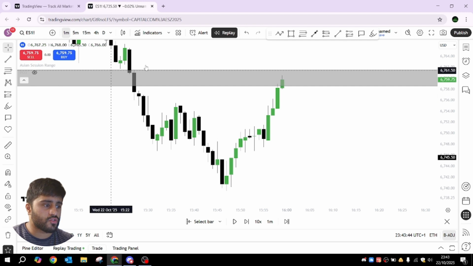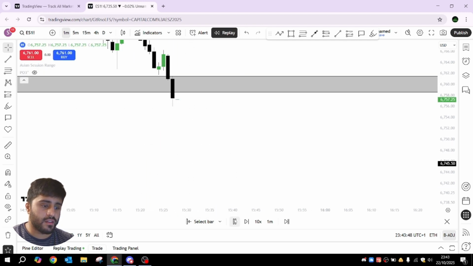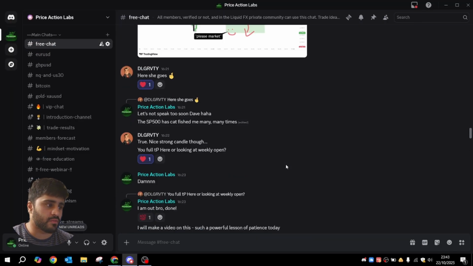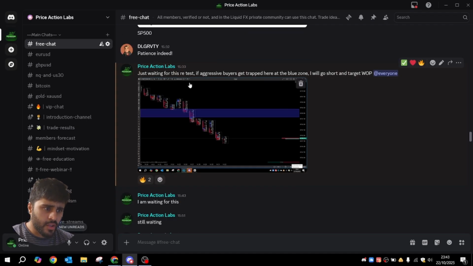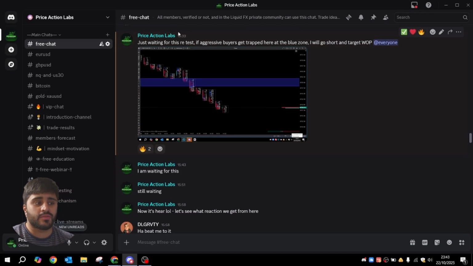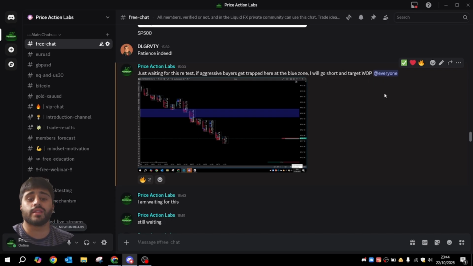I do not trade at the initial break, right? So I am not interested in trading this price action, right? So if I go to the Discord, for those who've been following me along, you'll see what was going on over here. So just waiting for a retest. So this was around 10:33 Eastern, about 10:35 Eastern. Just waiting for this retest. If aggressive buyers get trapped at the blue zone, I will go short and target the WOP, which is the weekly opening price.